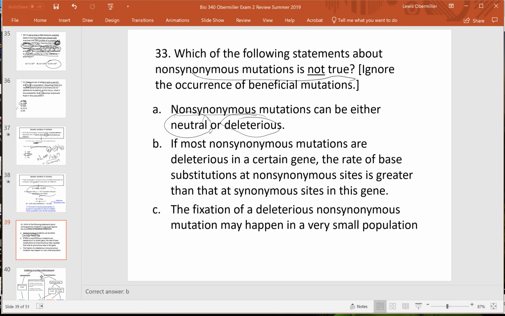So the question is, which of these are not true? This is not true. This is true. We talked about, and we have small populations, bad alleles get fixed. And what do they get fixed by? Genetic drift. So the answer here would be B.